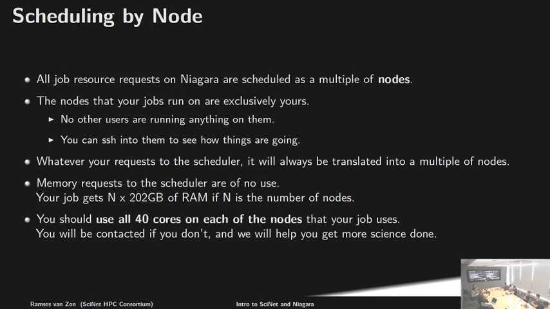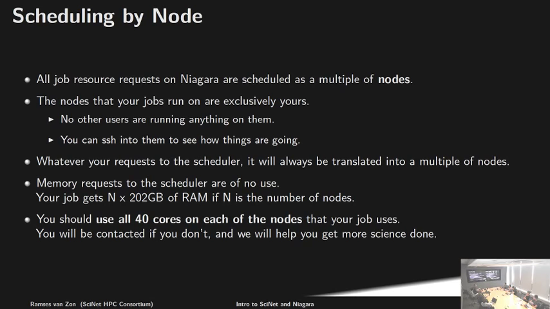So we're going to schedule by node. Because of that, you better use all 40 cores. But it also makes things a little bit simpler. You ask for one node, you get 40 cores. You ask for two nodes, you have 80 cores. You ask for three nodes, 120 cores.